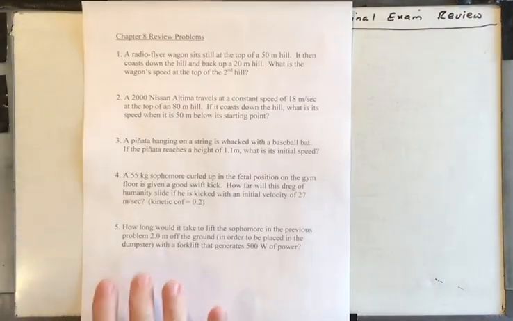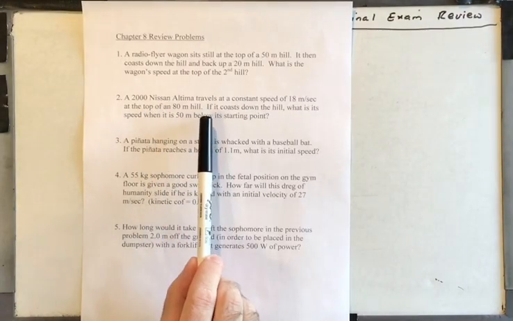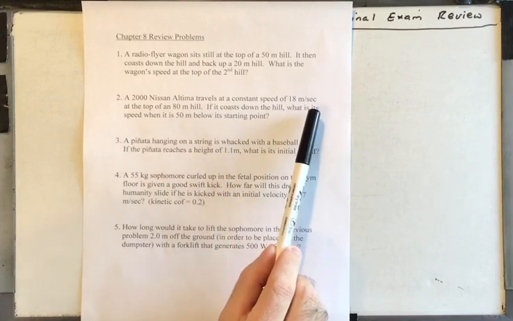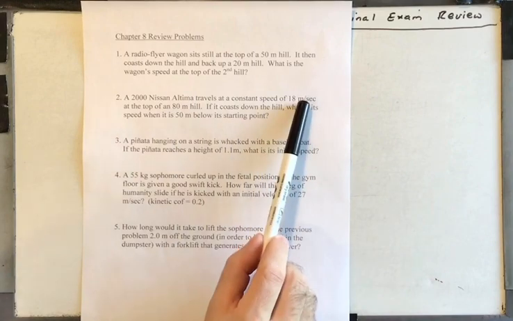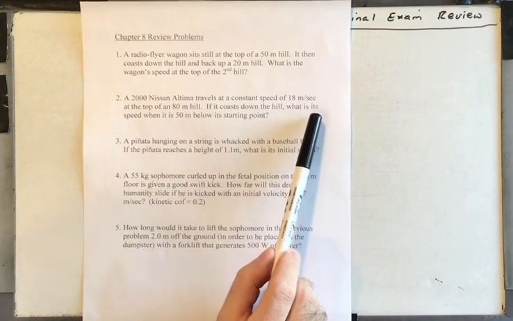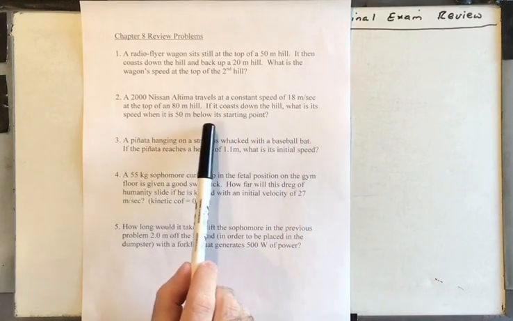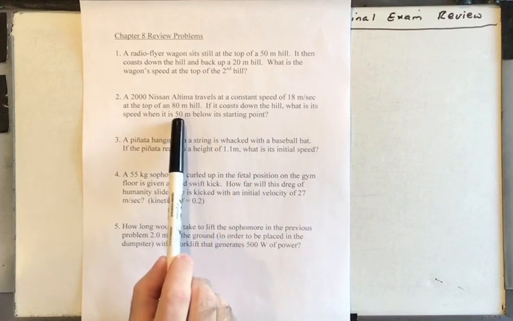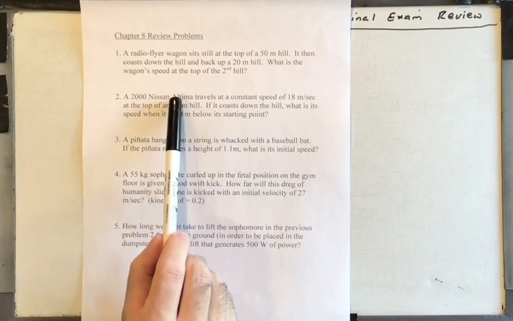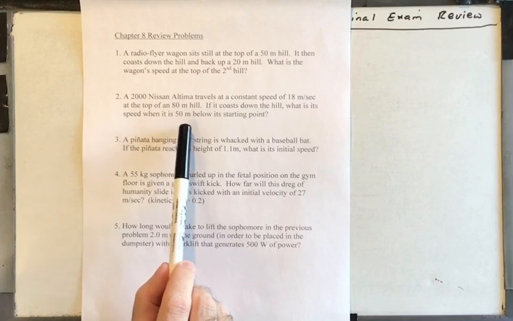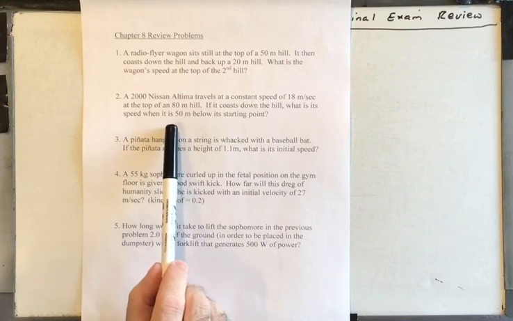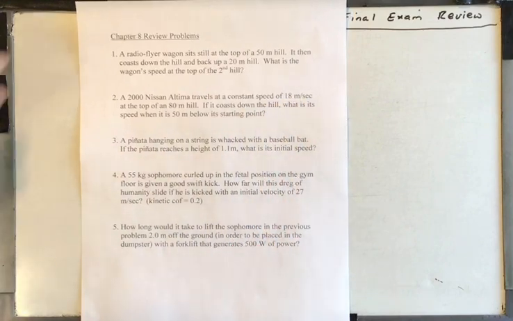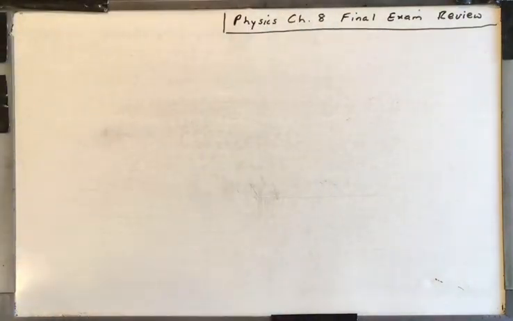Okay, problem number 2 says a 2000 Nissan Altima travels at a speed of 18 meters a second at the top of an 80-meter hill. So this time it's got an initial velocity. It coasts down the hill. What is its speed when it's 50 meters below its starting point? Tricky. What's the height if it's 50 meters below 80? Well, it's 30, so don't accidentally put 50 into the second height. But it does have an initial velocity, so we'll have a few more numbers to deal with on this one.